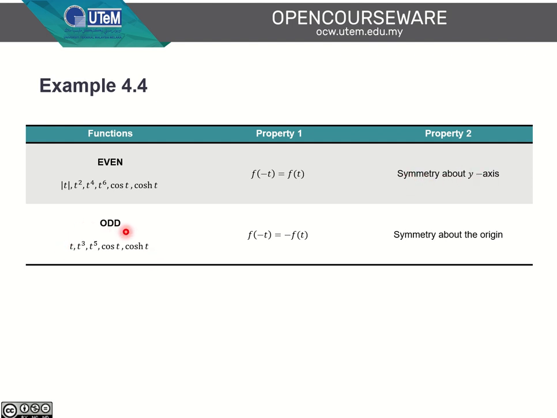These are the list of examples of odd functions. We have t cubed, t to the power of 5, an odd power of t, sinh t. These functions have the property of f(-t) equals -f(t), and are symmetric about the origin.